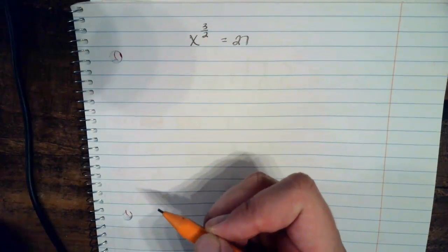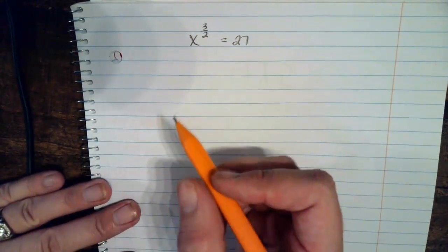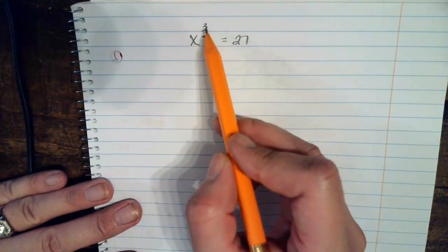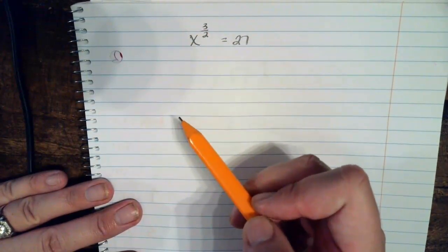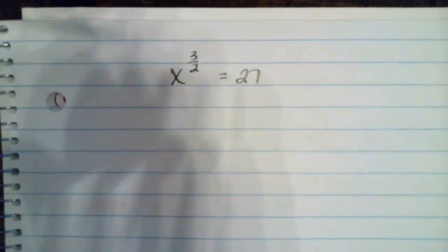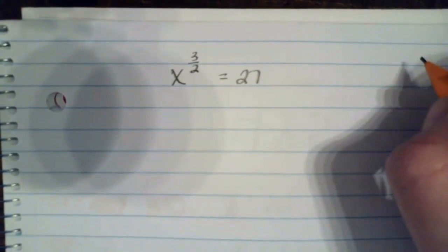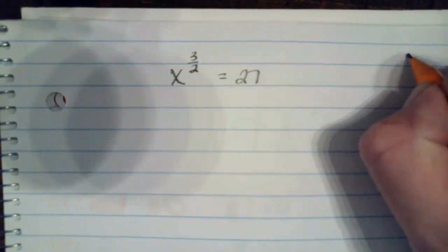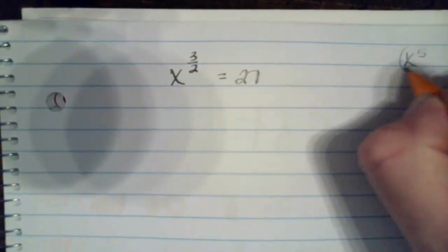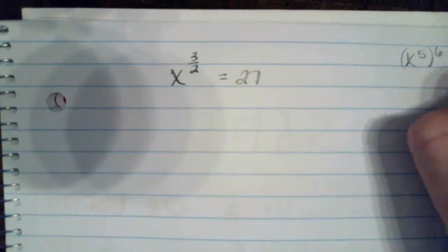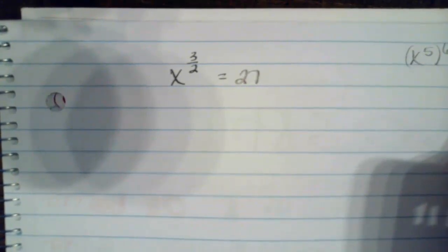All right, so for the last few problems, what we've got is x to the 3/2 power equals 27. And so what I would like to do is get rid of that 3/2 power. So remember, if I've got a power raised to a power, for instance, if I have x to the 5th raised to the 6th, that would be x to the 30th. So as long as I do it to both sides of the equation, I can do anything I want to.